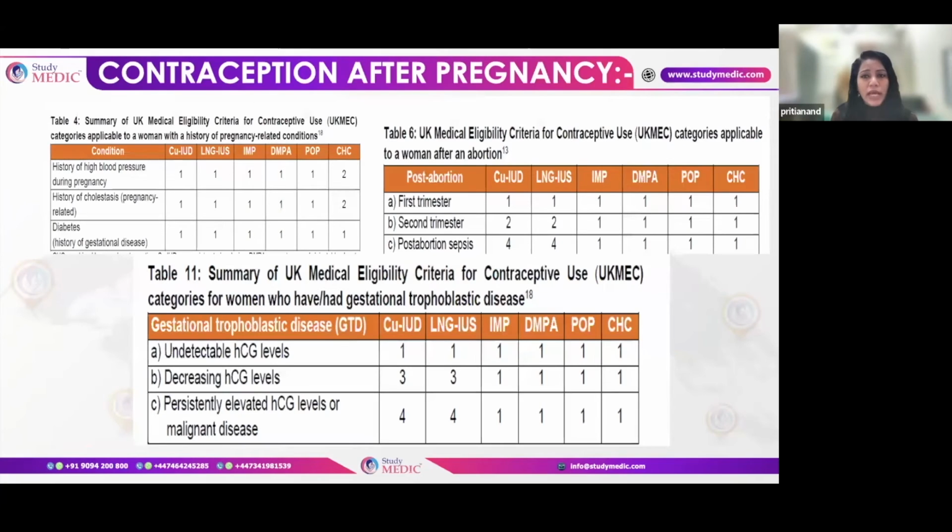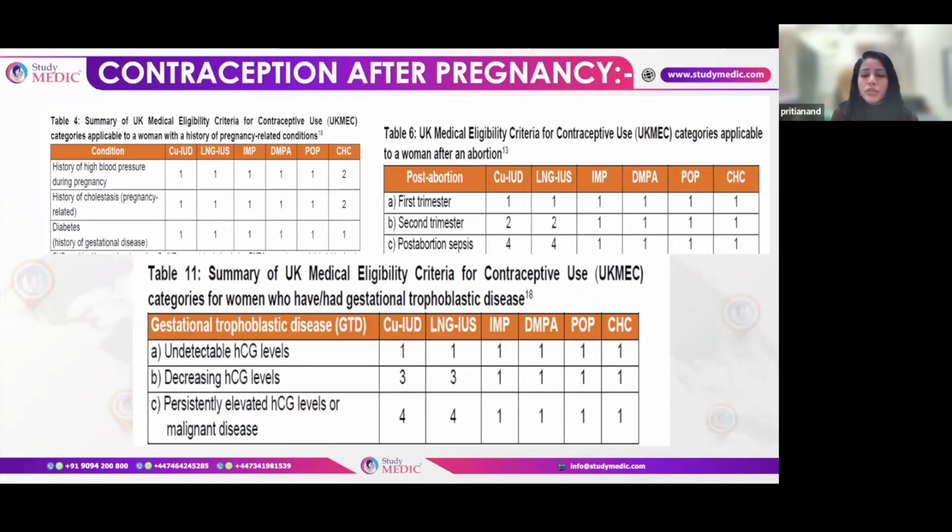Similarly, after miscarriage, abortion, GTD treatment, or ectopic treatment, you can start the contraceptive either immediately or at least within the first 5 days. If you are planning to start anything after 5 days, then you have to use additional cover accordingly. And the same is for a postpartum full-term delivery patient. If you're planning to start anything within the first 21 days, you do not require additional contraception. But after 21 days, if you are giving anything, then you have to give additional contraception cover.